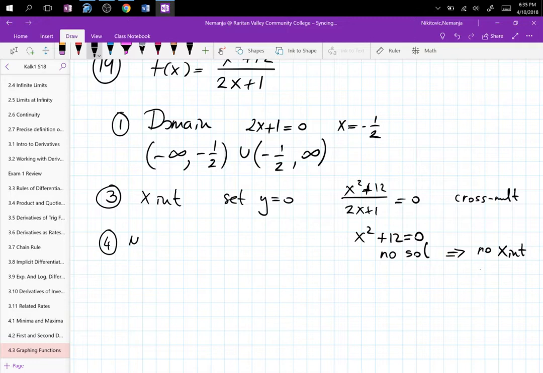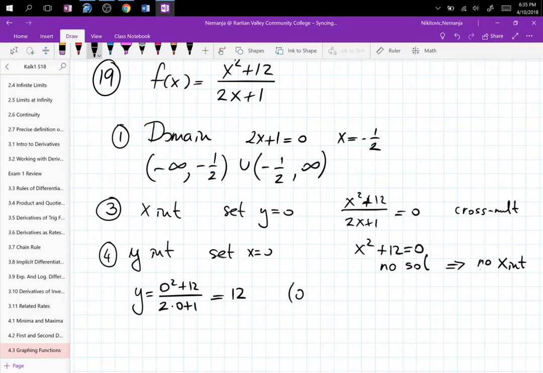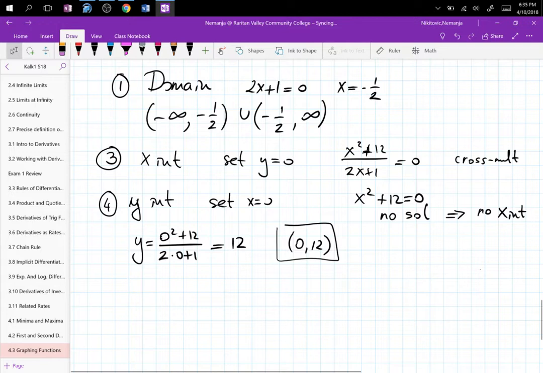Number 4, y-intercept. You set all x equal to 0. And that's what we have over here: y equals 0 squared plus 12 over 2 times 0 plus 1. And the whole thing is 12. So the y-intercept, we do have y-intercept, and the y-intercept is 0, 12. That's a point we are going to draw. That's cool. Number 4. Do we have a vertical asymptote?